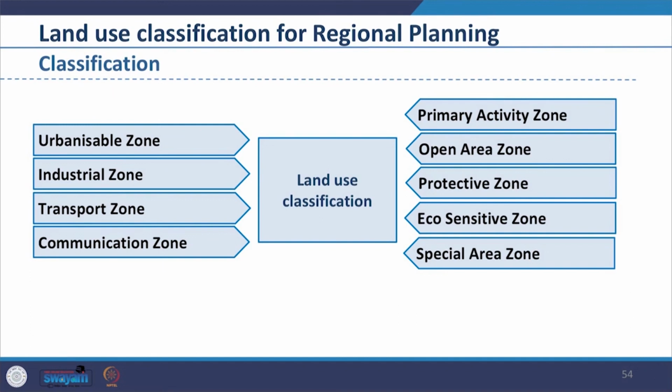Now, pertaining to regional planning, we are going to see different kind of land use classification, which is usually done when we prepare the plan and prepare the maps for it. So, we identify different classifications. We will not get into the details of it, but the different classifications which are done are urbanizable zone. So, we identify whether the zone can be urbanized or not, industrial zone, transport and communication zone, primary activity zone. We also demarcate open area zone, protected and eco-sensitive zone and special area zones. So, these are the land use classification which has several intermediate demarcation also. These are generally used for indicating the various land use classification in the regional planning.